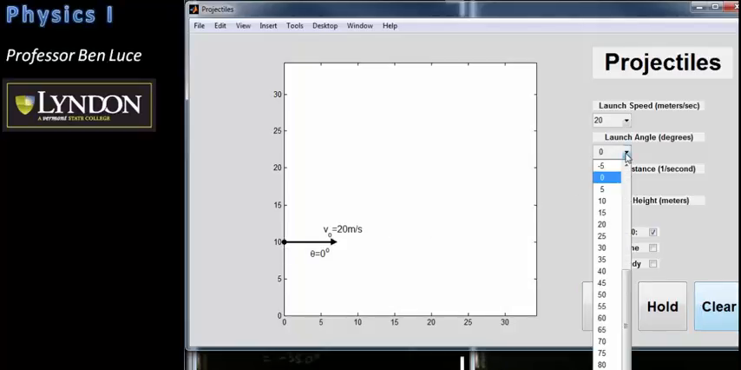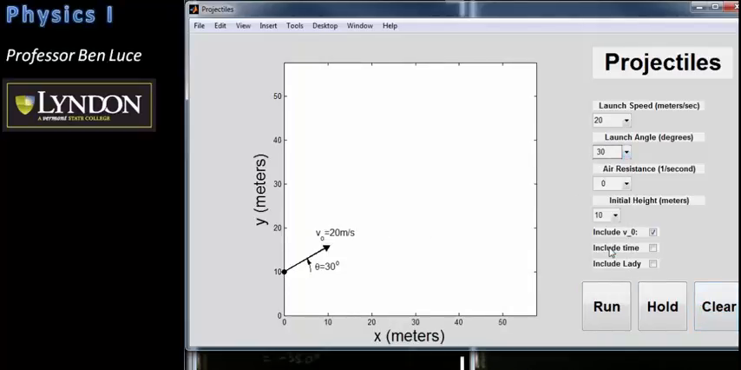Let's increase the angle now to 30 degrees. So this is a little bit like our very first example in terms of launch angle and initial speed, but it's like the second example in that we're up 10 meters. So you can kind of think of this as somewhat of a combination of the two previous examples. All right, here we go.